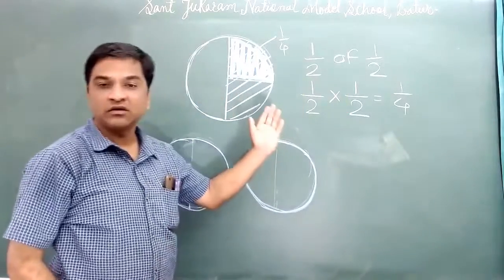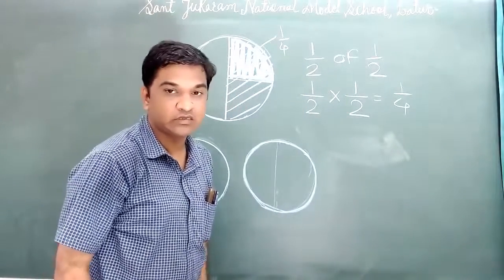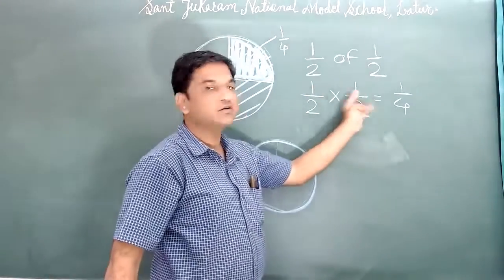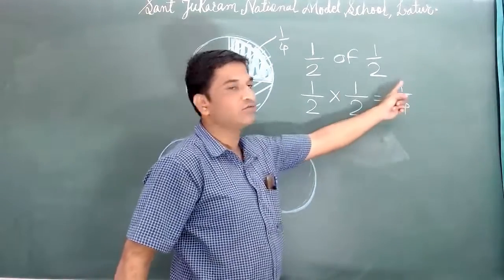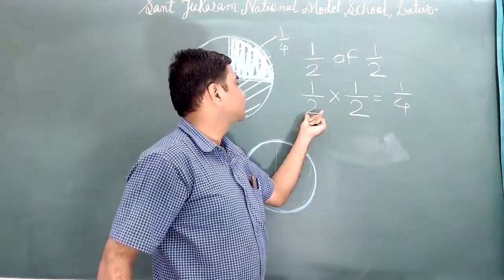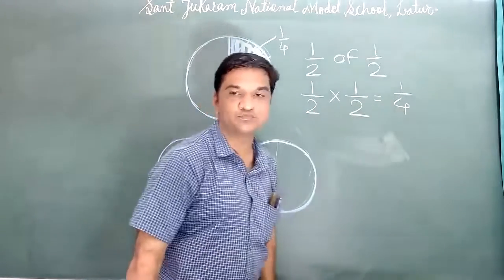So how do we get the product of two fractions? We multiply numerator with the numerator. Here 1 multiplied with 1, we get 1. And we multiply denominator with the denominator, so when we multiply 2 with 2, we get 4.